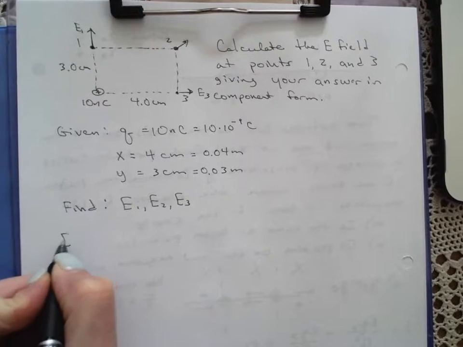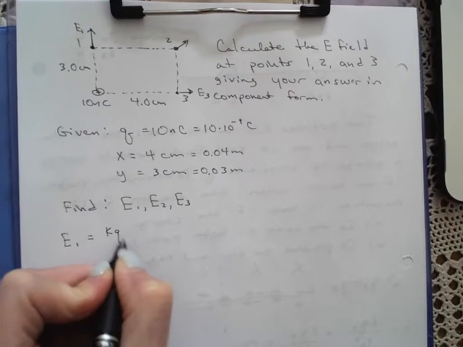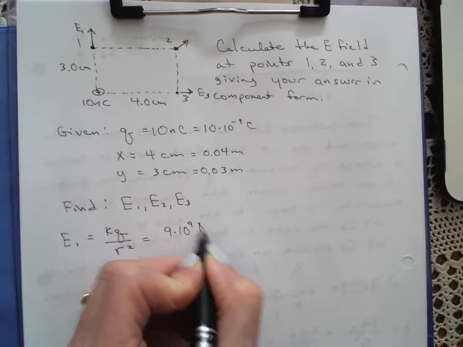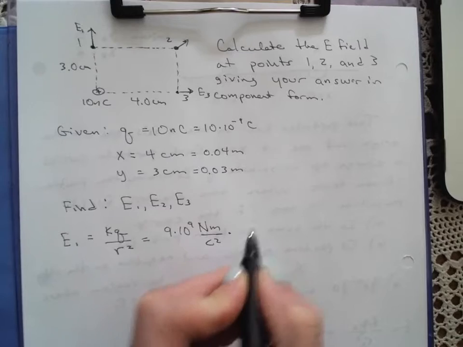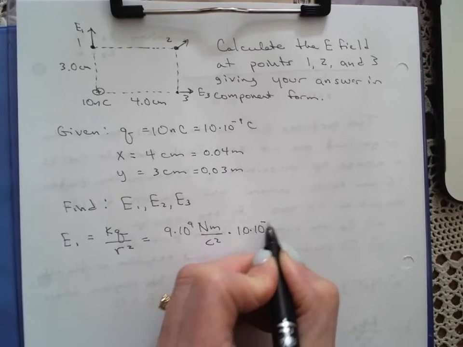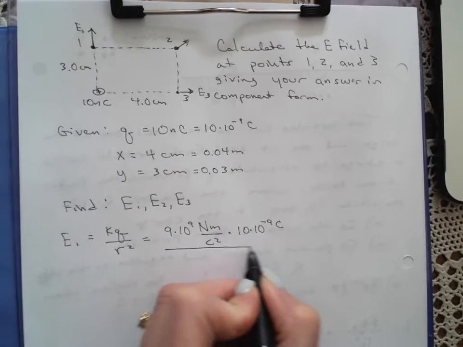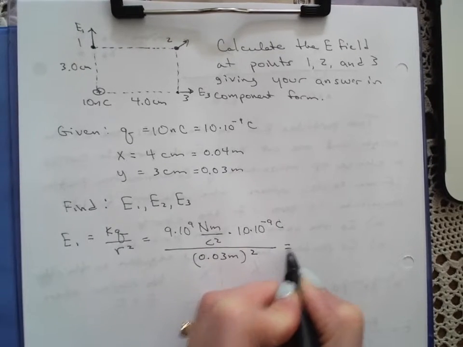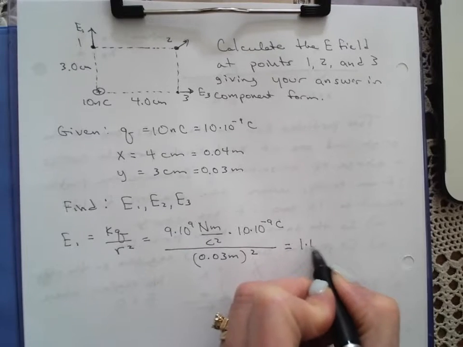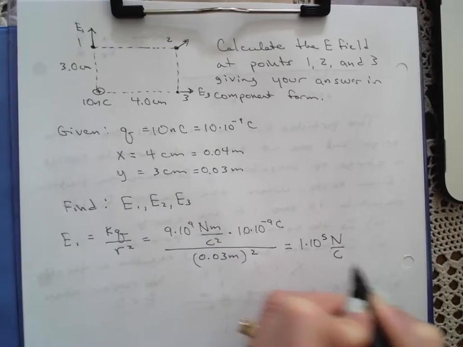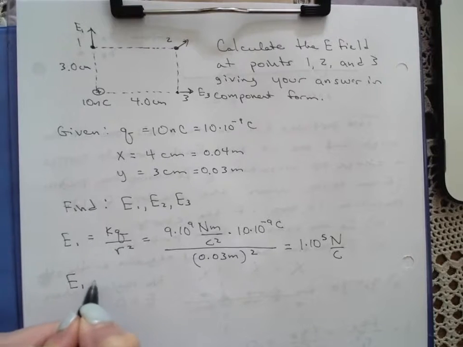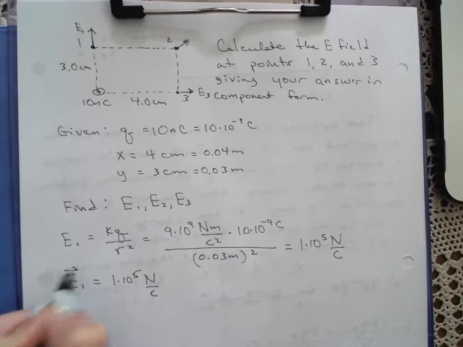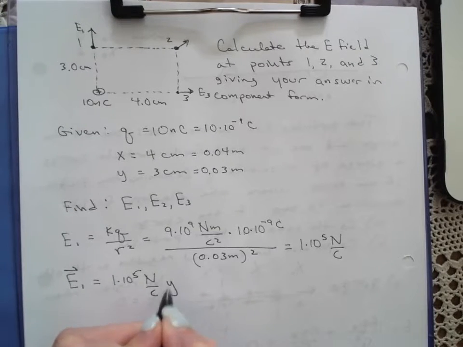So for E1, the equation is kQ over r squared again. And so plugging in, I have 9 times 10 to the 9th newton meter squared per coulomb squared times Q, which is 10 times 10 to the negative 9 coulombs, divided by 0.03 meters squared. And plugging that into my calculator, I get 1 times 10 to the 5th newtons per coulomb. And so E1 is equal to 1 times 10 to the 5th newtons per coulomb. It's a vector, points in the positive y direction, so I'm going to put a y hat next to it.